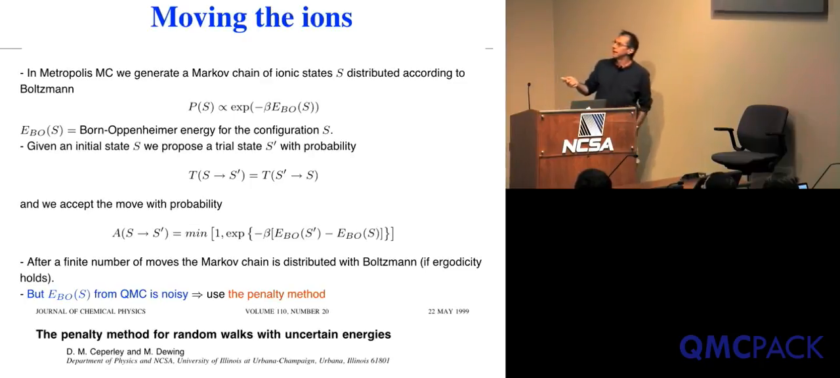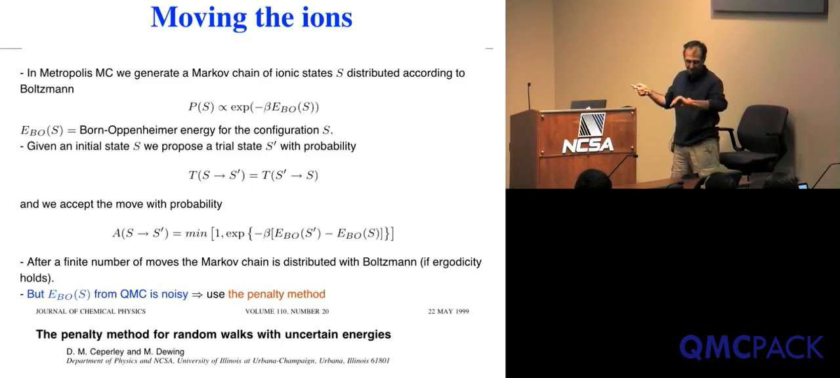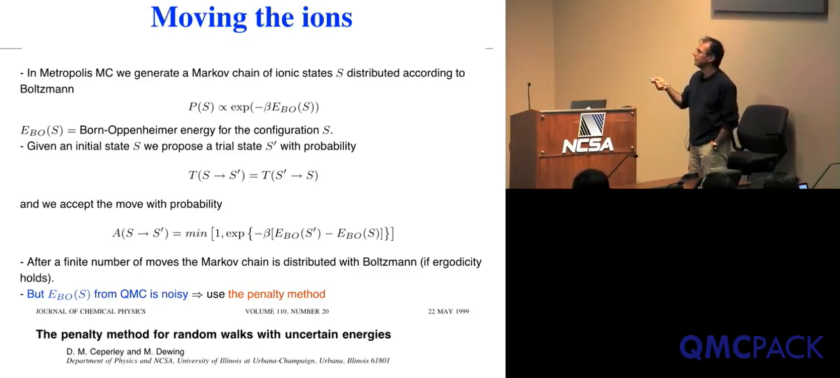Okay, now moving the ions. As I said, this is the Boltzmann distribution. Suppose now the ions are classical, okay? How much time do I have? 15 minutes? Okay. So suppose that the ions are classical. So that's the Boltzmann distribution for these classical ions.